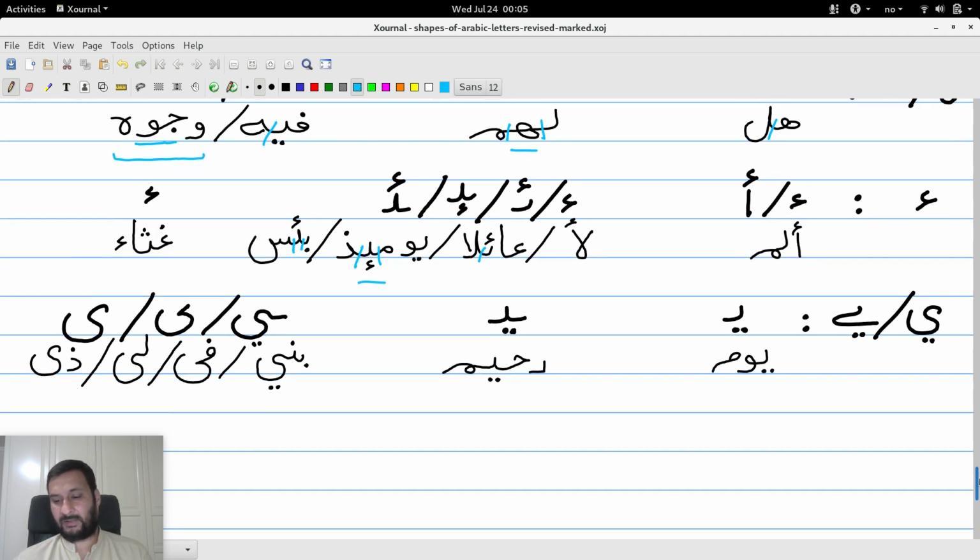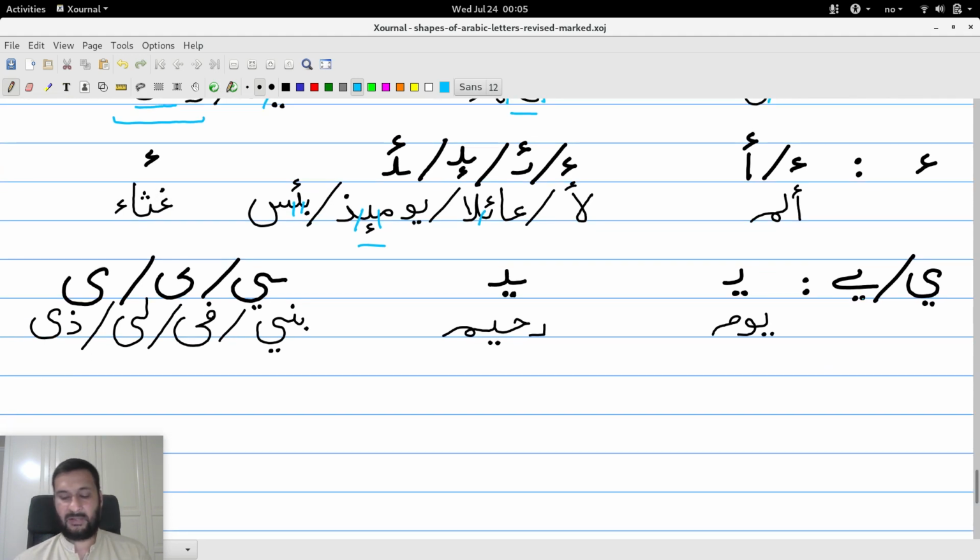Then the last letter, ya. And these are just two different ways to write them. You will very rarely see this. It's just used for beautification. So if ya appears at the beginning of the word, it looks like this. And here is an example. Ya, waw, meem. Ya waw meem.